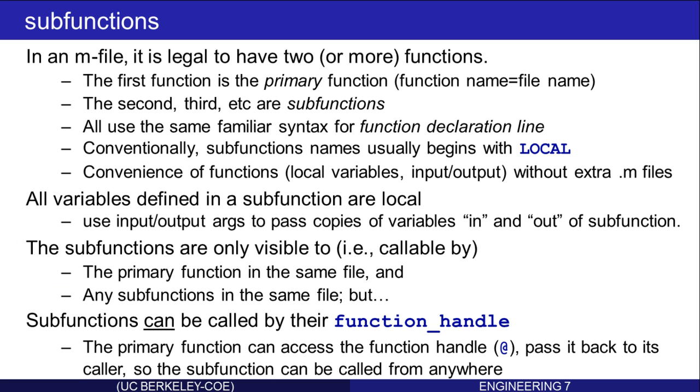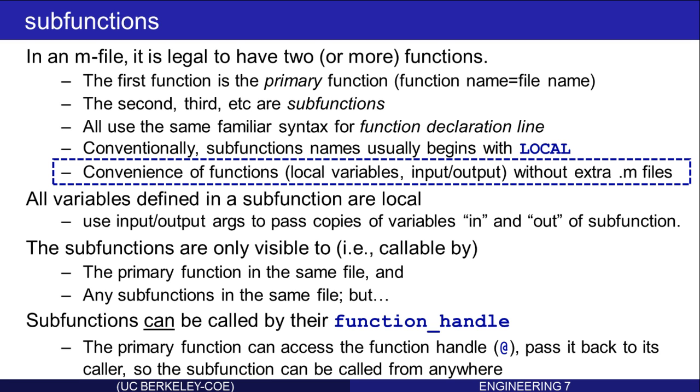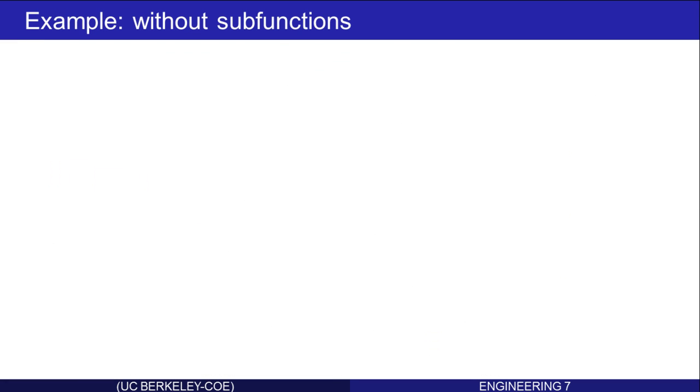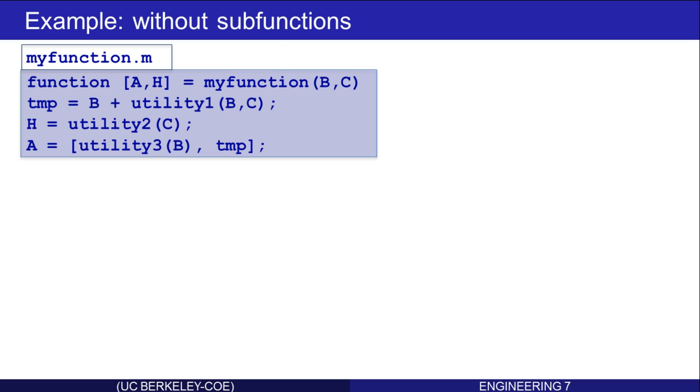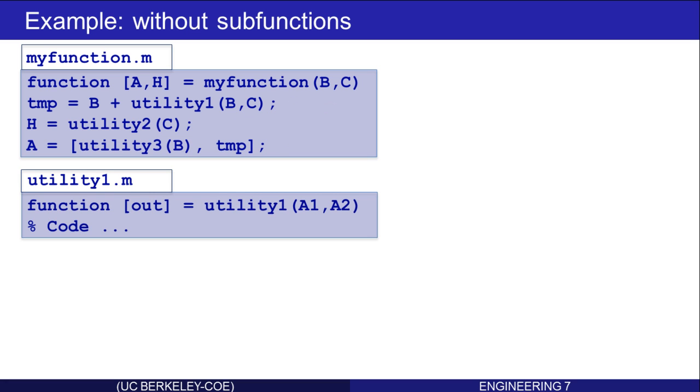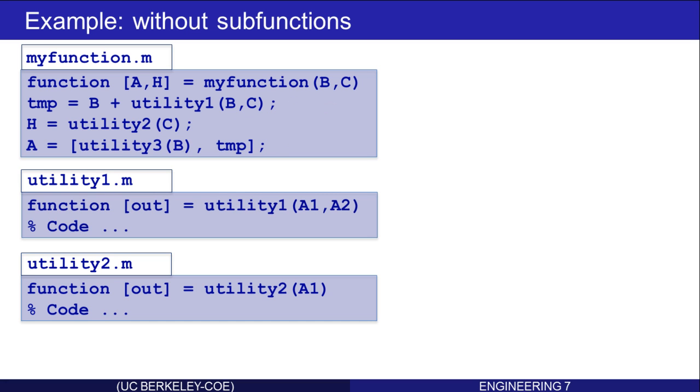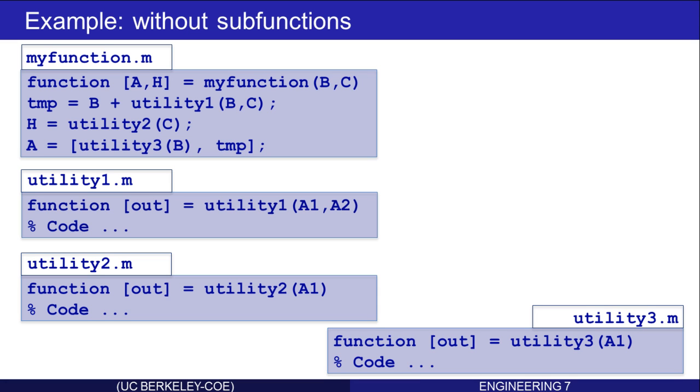This is a busy slide, and there's a handful of things to remember, but the most important point is that subfunctions will give us the convenience of functions without extra mfiles. Let's look at a conceptual instance of this. Here's an example without subfunctions. There's a main function, myFunction, which calls three utility functions, utility 1, utility 2, and utility 3. They're contained in mfiles themselves. There's utility 1, utility 2, and utility 3.